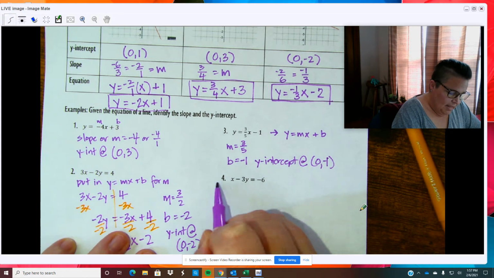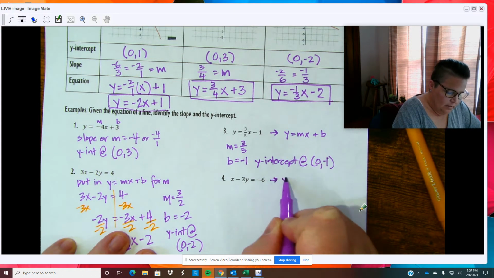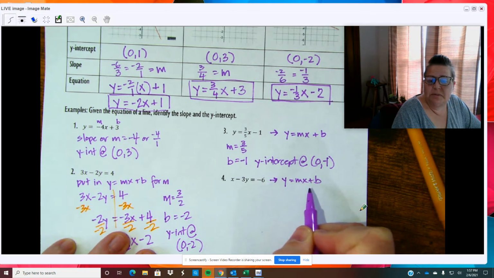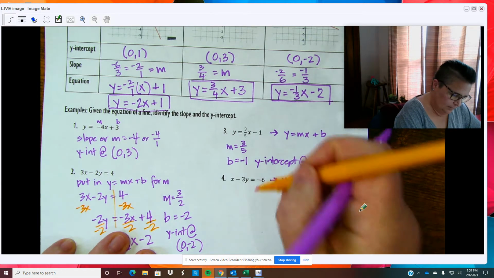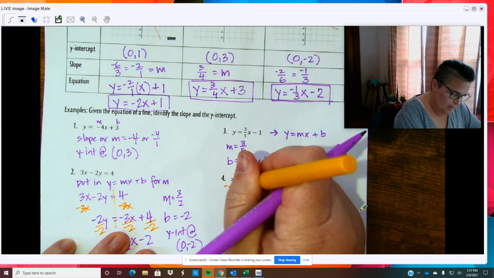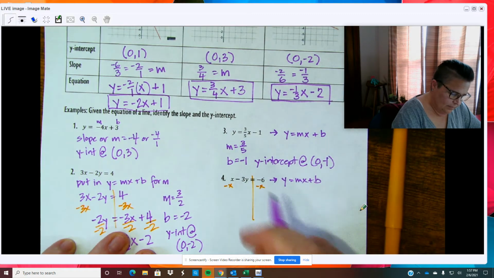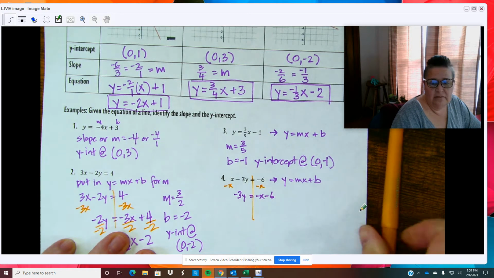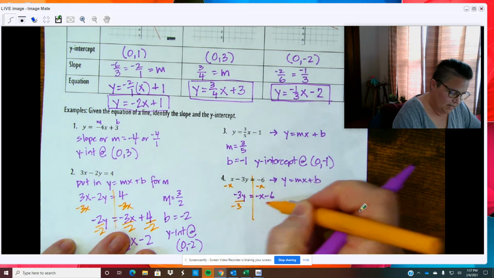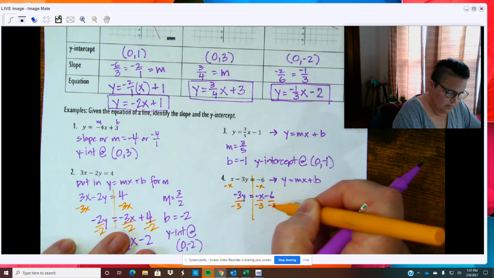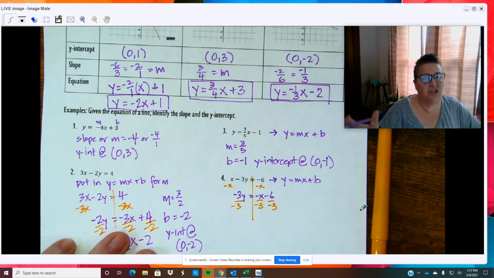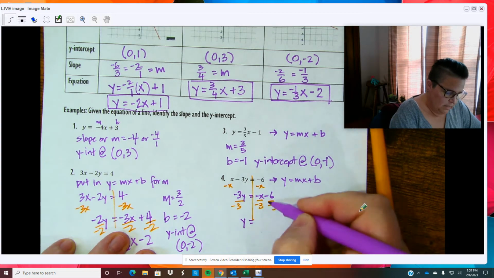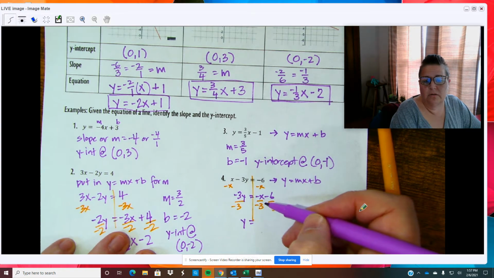All right. If we're looking at number 4, is this in y equals mx plus b form? It is not. So I'm going to subtract x from both sides. And I have -3y is -x minus 6. And then I'm going to divide each term by -3, distributing that division just as I would if it was multiplication. So y would equal, oh, trouble.